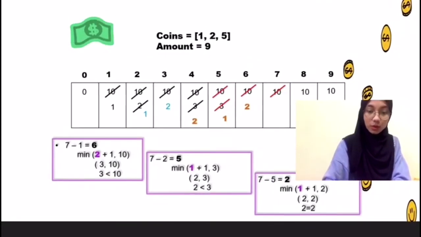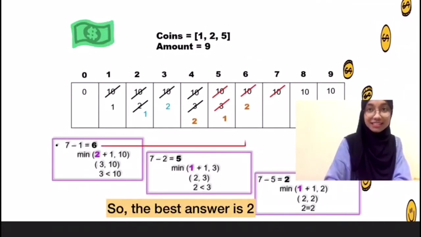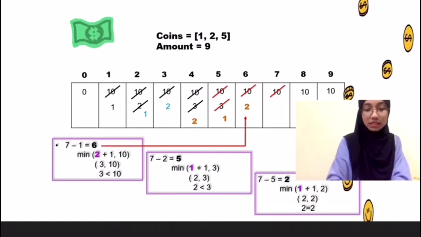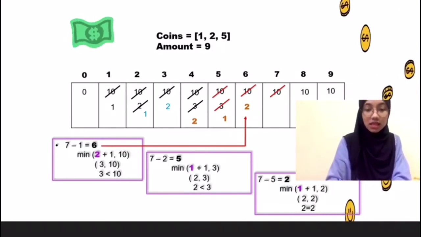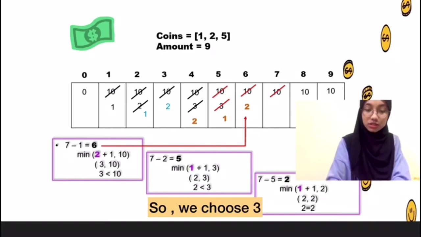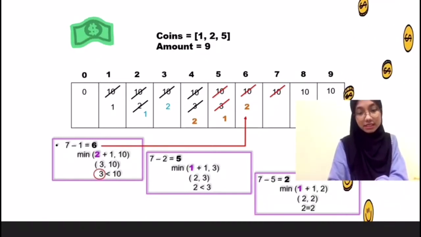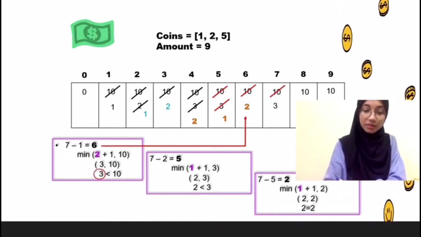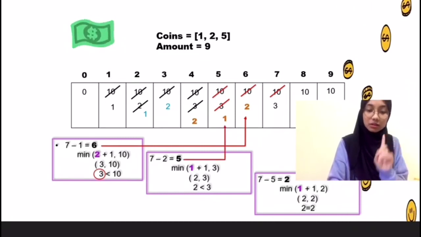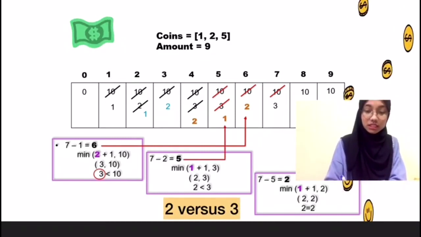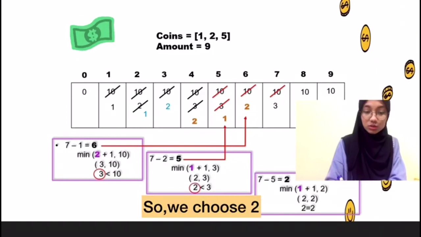7 minus 1 equal to 6. So the best answer is 2. 2 plus 1, 3. 3 versus 10, 3 is less than 10. So which is 3. And then 7 minus 2, we get 5. So the best answer is 1. 1 plus 1 is 2. 2 versus 3. So we choose 2.